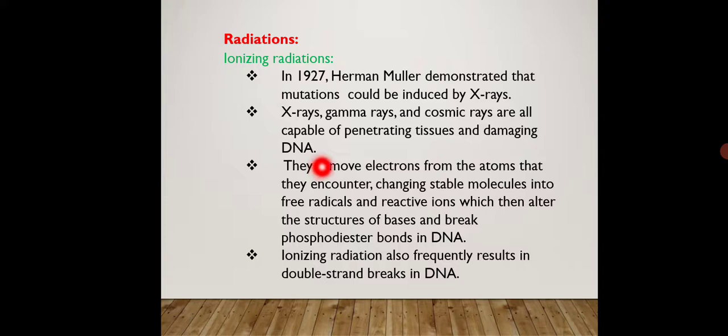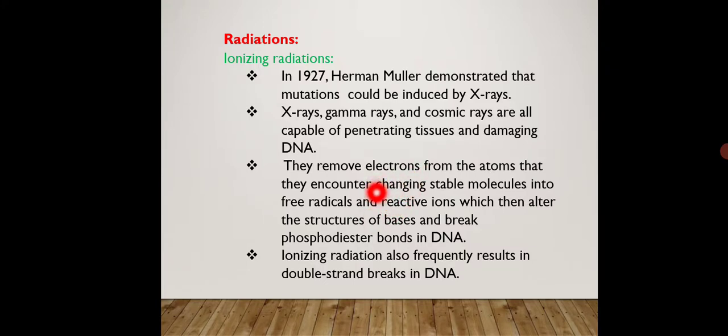So it can damage the DNA by breaking the hydrogen bond, by breaking the strand of DNA, by formation of the dimer, etc. So what is the mode of action? When radiation falls, it removes the electrons from the atoms, changing the stable molecule into free radicals and reactive ions, which ultimately change the structure of the base and break it. So that is the mode of action.